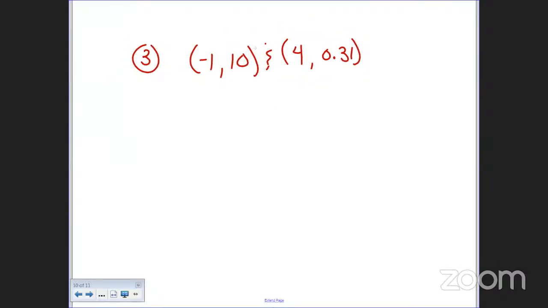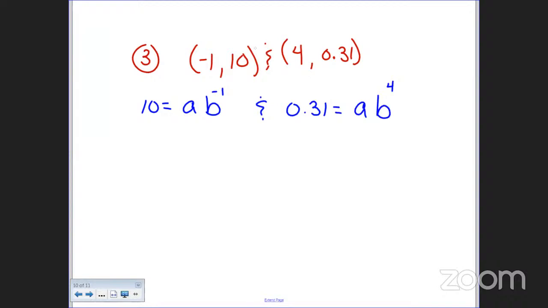So, first step, I want to write 2 different equations. We're using my ordered pairs. So, this one, I would put 10 equals AB to the -1. And then this one over here would be 0.31 equals AB to the 4th. Right?